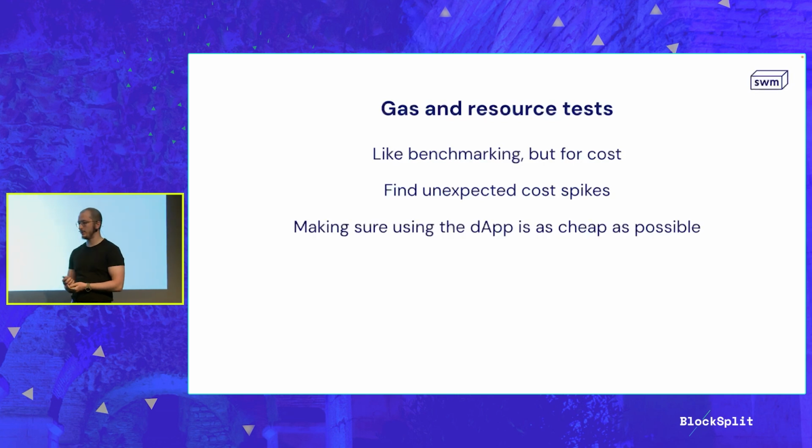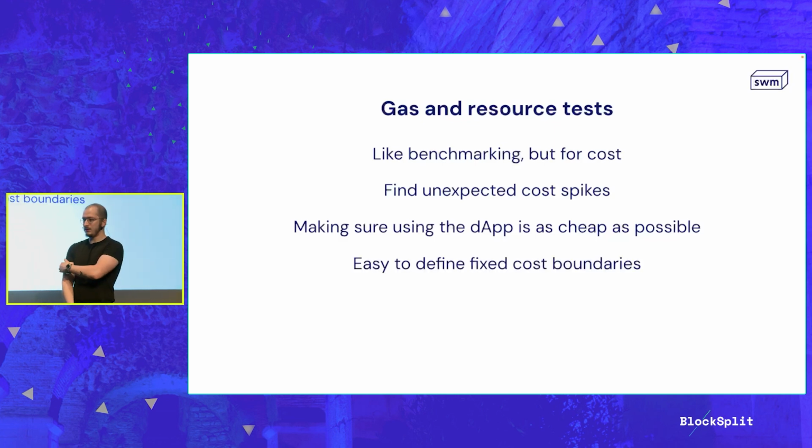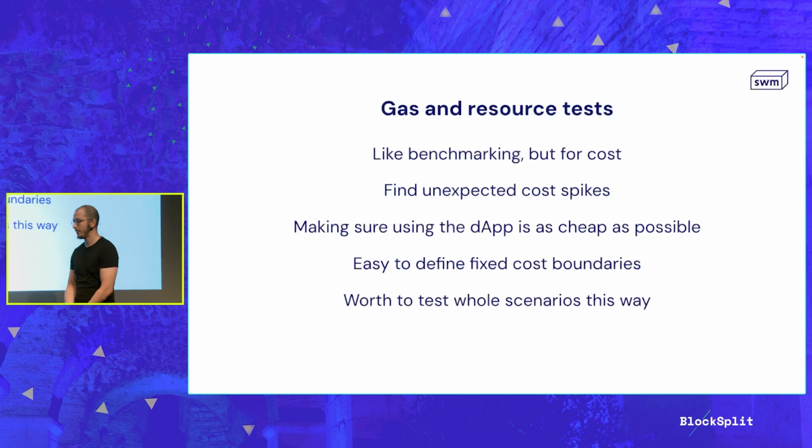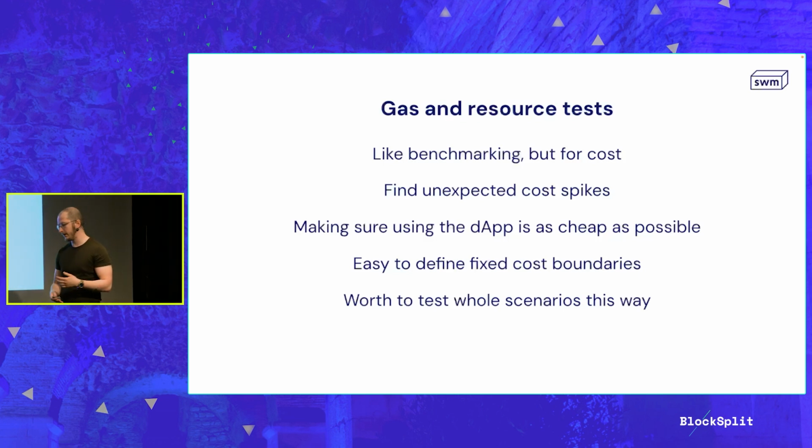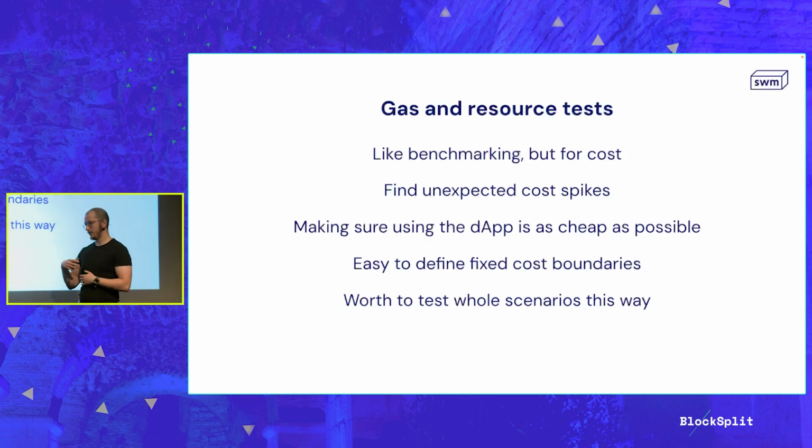It's making sure that the app is as cheap as possible for the user, because that's what we care about as smart contract developers as well. And it's easy to define some boundaries that you don't want to exceed. And obviously, if someone does a change that makes the cost exceed, it's easy to spot because the tests are meant to detect regression. Yeah, it's worth testing whole scenarios. So we want to test maybe an onboarding flow or a basic flow in your application to make sure that it's not ridiculously expensive.